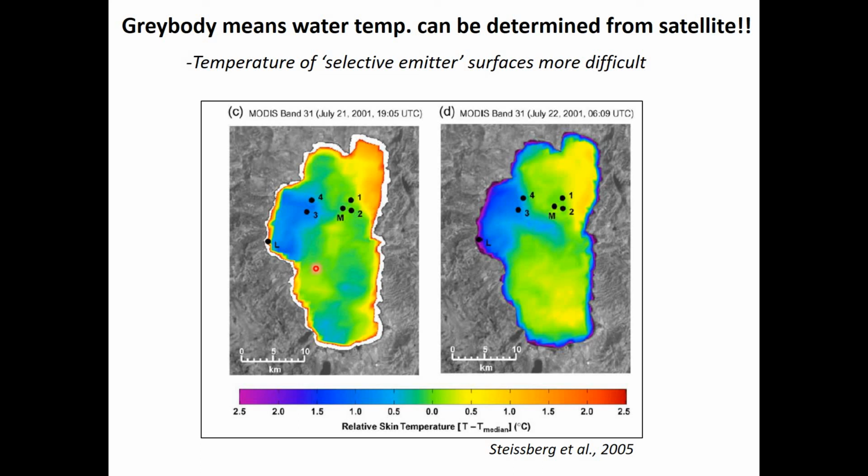This is an example from Lake Tahoe where water temperature was measured using the thermal band from the MODIS satellite sensor. Now I will say before you get too excited, unfortunately most Earth surface materials, even plants, concrete, soil, rock, are selective emitters. So you don't necessarily know what their emissivity is a priori. It makes it a lot more difficult to estimate temperature. Not to say it can't be done, it is done, but you have to be a lot more careful.